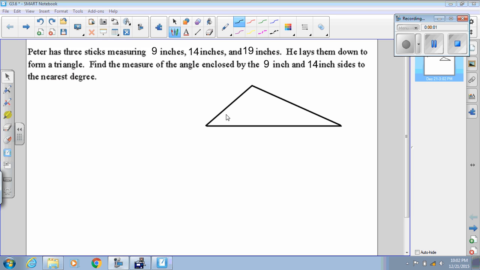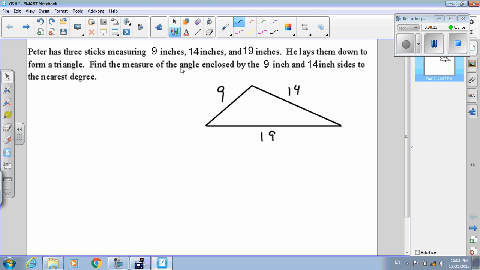Okay, so now we will be looking at an application for a word problem for trigonometry. So here we have some data. We have three sticks measuring 9, 14, and 19. We have a diagram here, laid them down to form a triangle. So the longest side is this one. This would be 19. The shortest side would be 9, and the remainder would be 14.